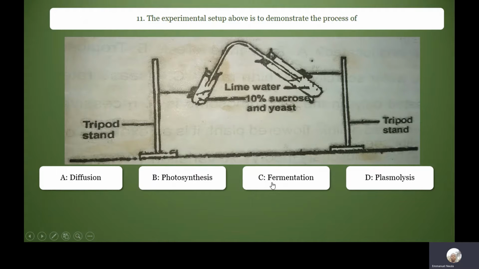Fermentation. The yeast cells are fermenting the sucrose, the sugar. Of course, you know, they will break it down to alcohol and carbon dioxide.